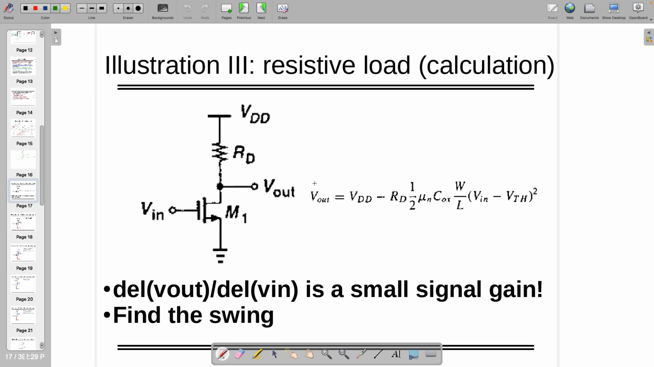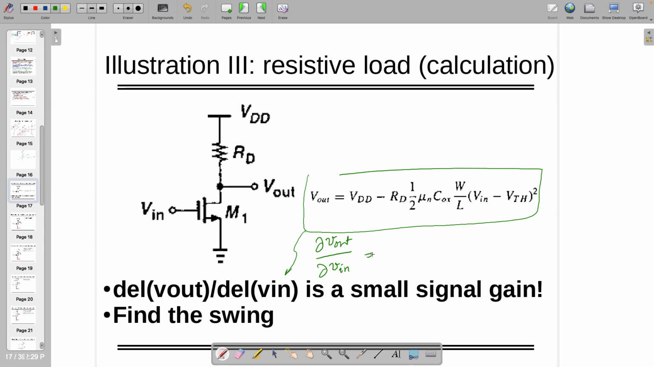So this is the way you can follow that. Take del Vout by del Vin. That's the small signal gain. Right. So VDD will go to 0. By the way, this is a DC quantity. So minus RD times, when you differentiate it, you will see that this is gm. Right. When you differentiate it, it will become gm. So you can call this one minus gm times RD. Right?